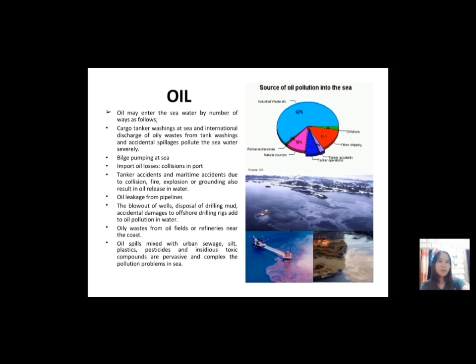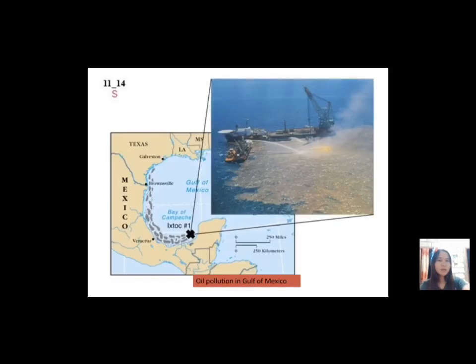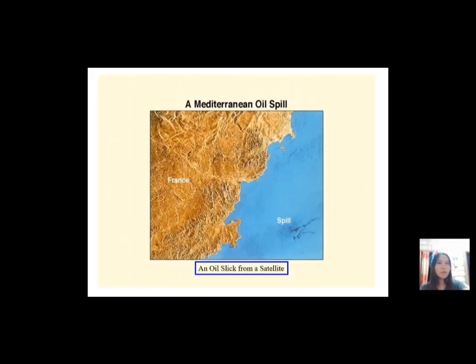Then, the blowout of wells, disposal of drilling mud, accidental damages to offshore drilling rigs add to oil pollution in water. Oil wastes from oil fields or refineries near the coast. Then, oil spills mixed with urban sewage, silt, plastics, pesticides, and insidious toxic compounds are pervasive and complicate the pollution problems in the sea. Here are some examples of oil pollution in the Gulf of Mexico and the Mediterranean.